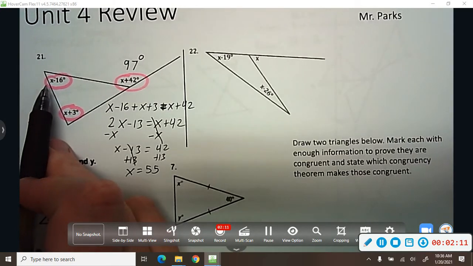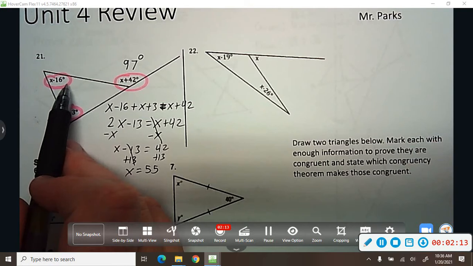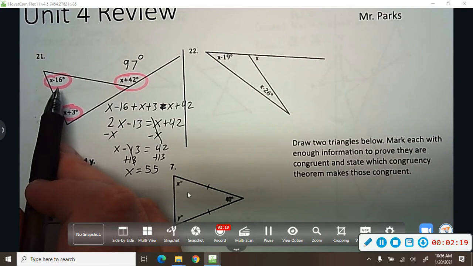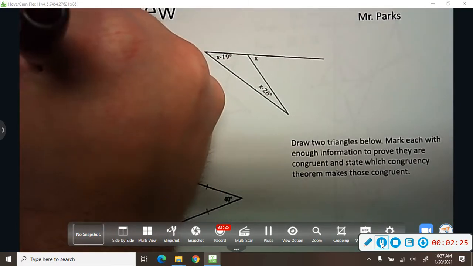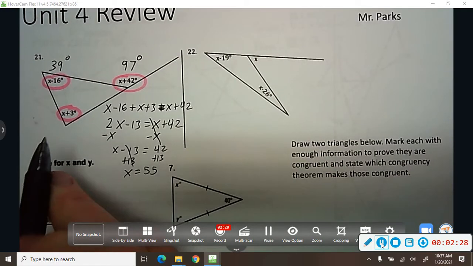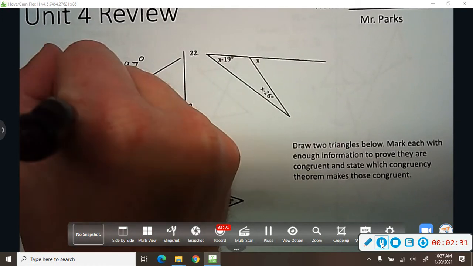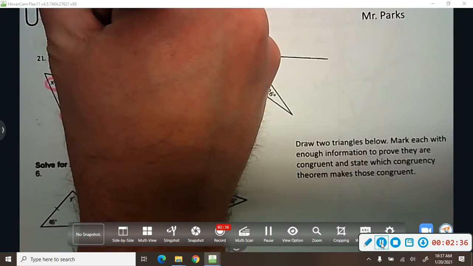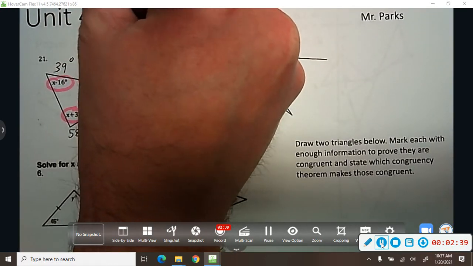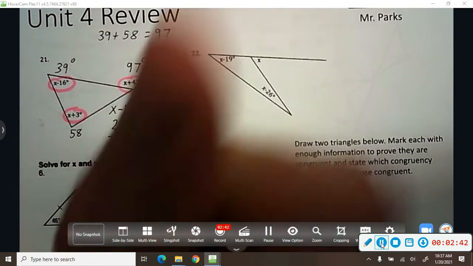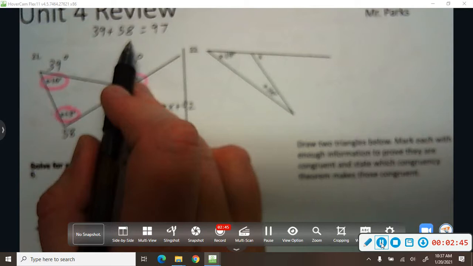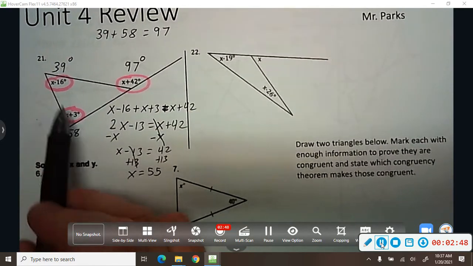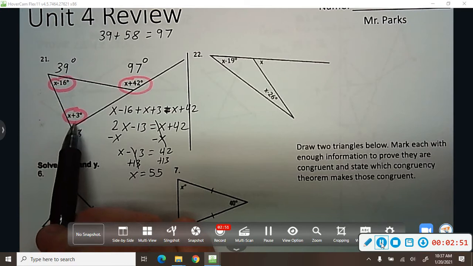If I took 55 here, 55 minus 16 is 39 degrees. 55 plus 3 is 58. And then we're just going to confirm that 39 plus 58 equals 97. And if you type this in your calculator, you do get 97, because the sum of the two remote interior angles is equal to the exterior angle.